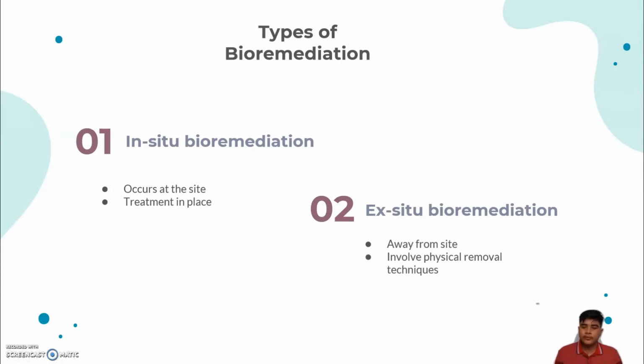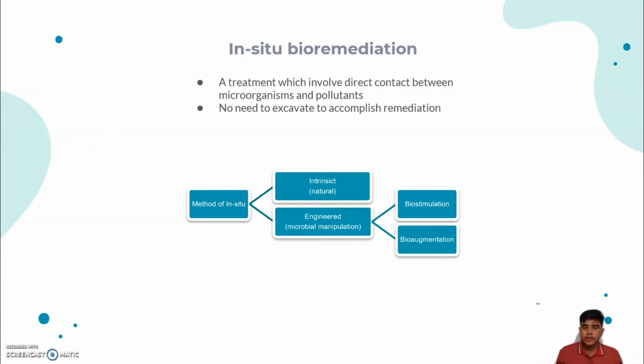There are two types of bioremediation. The first one is in situ bioremediation and the second one is ex situ bioremediation. In situ bioremediation can be said as a treatment in which involve the contact between microorganism and the contaminant. In situ bioremediation also occurs at the contaminated site. And then there are two methods being used in situ bioremediation. The first one is intrinsic and the second one is engineered, in which involve the microbial manipulation. And then there are two types of engineered in situ bioremediation. The first one is biostimulation and the second one is bioaugmentation.